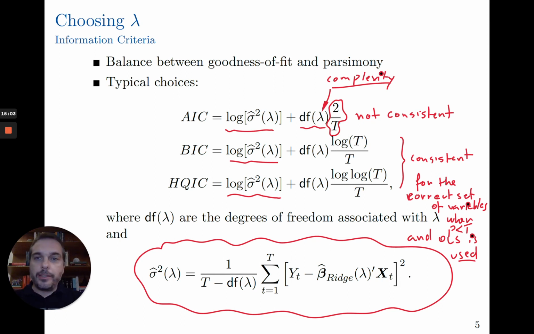One practical thing is that the AIC tends to select a lower lambda, especially in small samples. It's less parsimonious in small samples. On the contrary, BIC and Hannan and Quinn put a higher penalty. Why? Whenever log t is larger than 2, you expect that these two criteria to be more rigorous than the AIC, right?